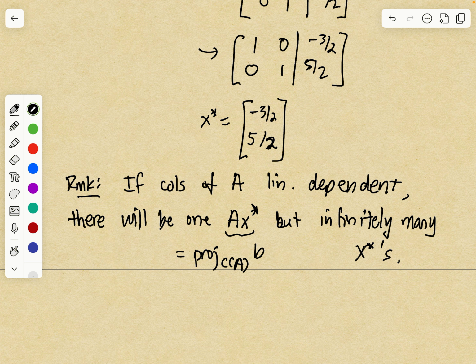And one more thing maybe I should add before I stop the video is that if B itself was in the column space of A, then the solutions to AX equals B would just be the least square solutions. The distance would be 0.